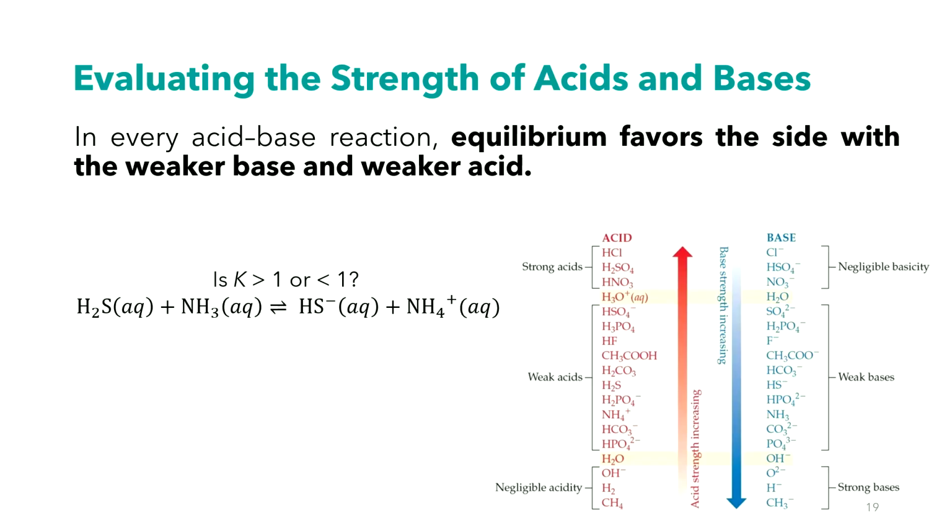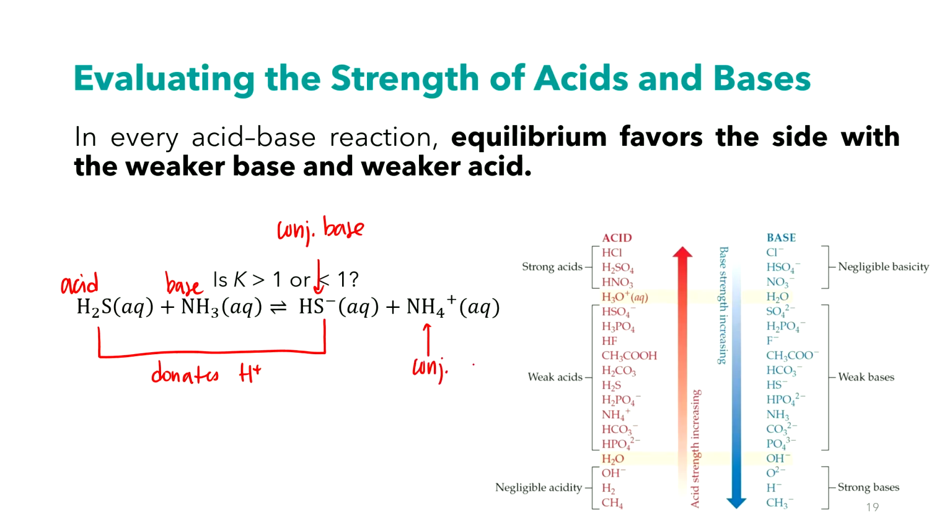Okay. So again, I start these processes by saying I want to identify acids and bases on my reactant side, and then I'll identify conjugate bases and acids on my product side. All right, so who donated an H+? That was H2S. So H2S must have acted as my acid. NH3 was my base. Therefore, HS minus is my conjugate base, and this is now my conjugate acid.